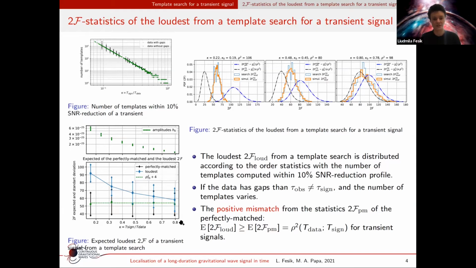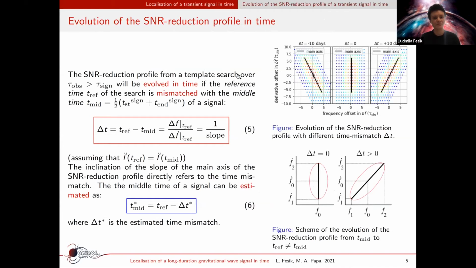Another property which is useful in practice is the fact that when we search with a template grid which is finer than required, we have a somewhat wider SNR reduction profile. So it means that if the reference time of the search is mismatched with the middle time of the signal, then our templates are correspondingly evolved in time. So for instance, here in the middle plot, I show the case when the mismatch equals 0. So the reference time of the search perfectly matches the middle time of the signal. Then we have a perfectly vertically aligned profile in frequency on the x-axis and frequency dot on the y-axis.